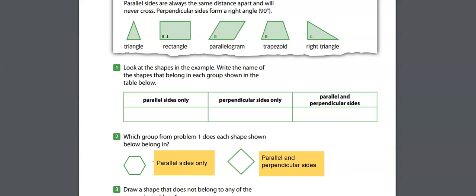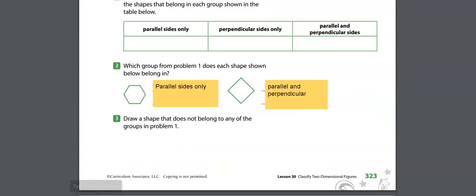Now let's move on to question 3. It tells us to draw a shape that does not belong to any of the groups in problem 1. So that means our shape will not have any parallel sides or perpendicular sides. So press pause and draw a shape that will not belong in any of the groups in problem 1. So a possible shape that you could have drawn is a pentagon. So I've drawn a pentagon, and a pentagon has 1, 2, 3, 4, 5 sides. And my 5 sides, I do not have any right angles, nor do I have any parallel sides.